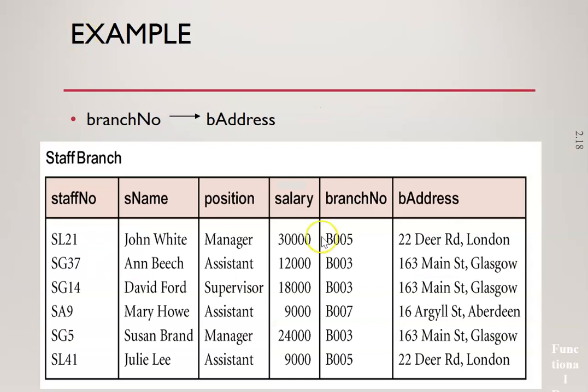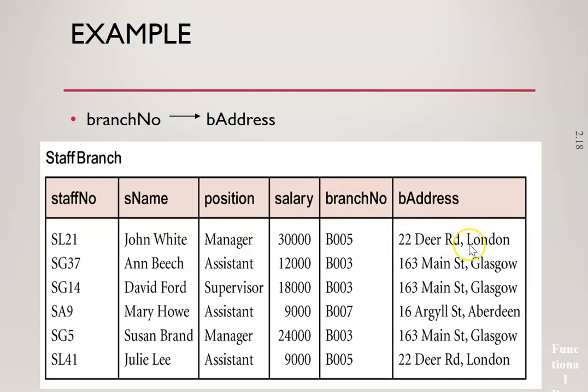Now, let's assume this is a table, the staff branch table that we've been using. Within this table, you are in a position to ascertain the kind of functional dependency that exists between the different attributes. For example, we are saying that branch number determines branch address. We have said that a functional dependency is where the values of A correspond to exactly one value of B. We shall say that branch address is functionally dependent on branch number if each value of branch number corresponds to exactly one value of branch address.